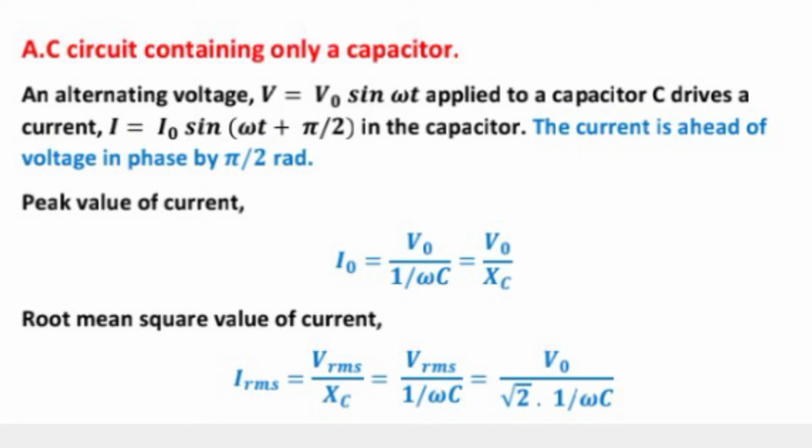Peak value of current I0 equal to V0 upon 1 upon omega C, or it can be written V0 upon XC. Root mean square value of current I RMS equal to V RMS upon XC, that is V RMS upon 1 upon omega C, and that will be V0 upon under root 2 into 1 upon omega C.